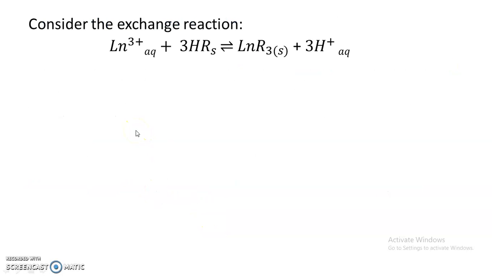Now consider the equilibrium reaction for the exchange of lanthanide ions with protons of the cation exchanger resin. When lanthanide solution is poured onto the cation exchanger resin, lanthanum plus 3 ions are exchanged with cations, that is H plus ions, and these are adsorbed on the surface of the cation exchanger resin in the form of Ln R3, with protons set free in the solution.